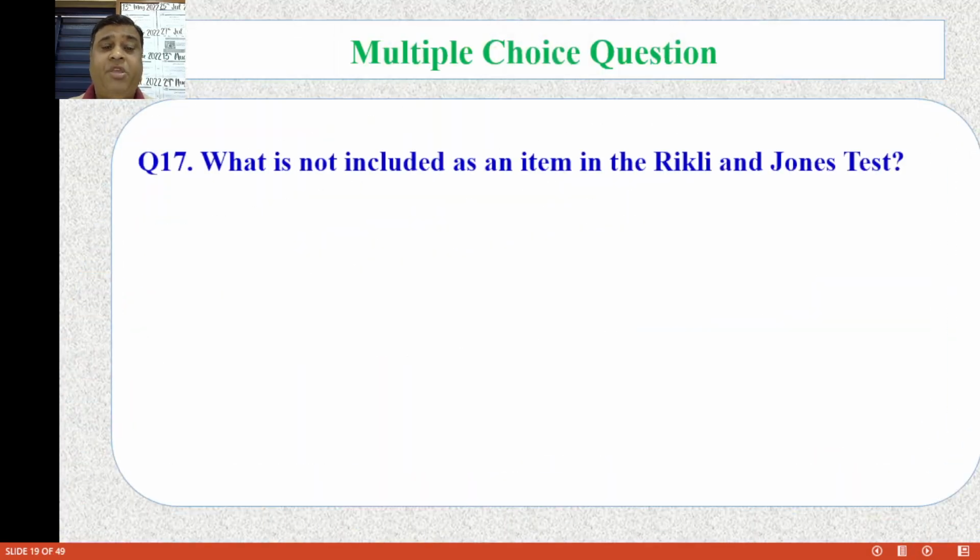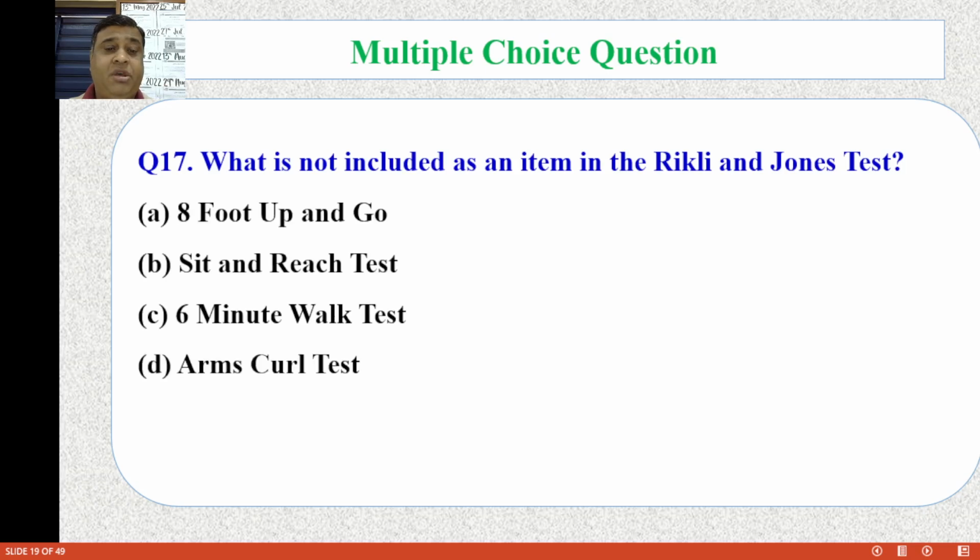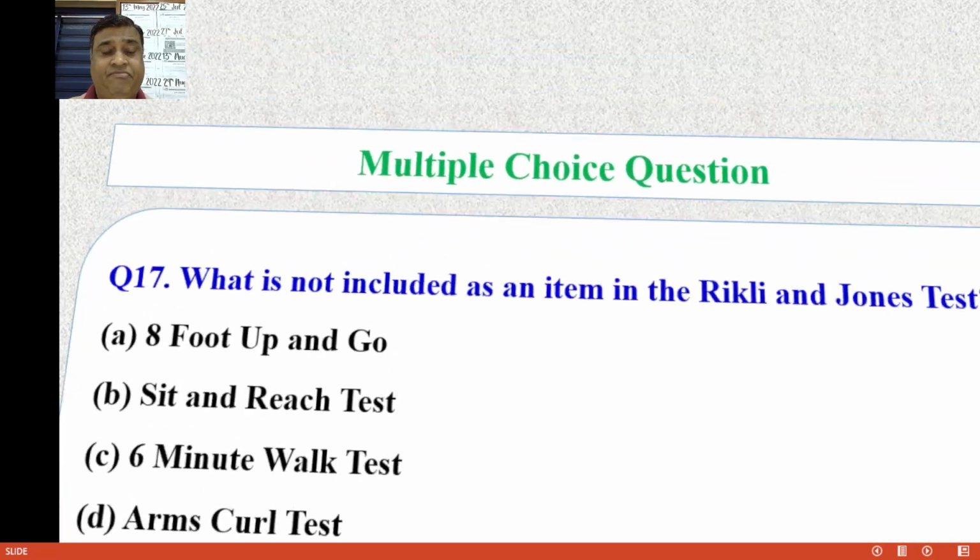Question number 17. What is not included as an item in a Rikli-Jones test? 8-foot up and go test, sit and reach test, 6-minute walk test, or arm curl test. The correct option is B, sit and reach test. The test in the Rikli-Jones test is the chair sit and reach test.